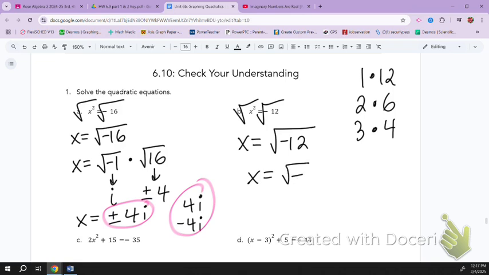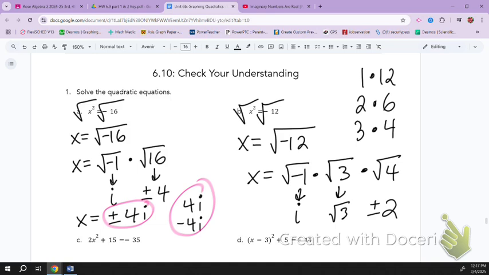I'm going to break the negative away from it. The square root of 3 times the square root of 4. And each of these things is going to break down. This turns into an i. The square root of 3 is irrational, so I'm going to leave it as the square root of 3. The square root of 4 is 2, or negative 2. So in the end, we get plus or minus 2 times the square root of 3, i. And I'm going to leave the square root of 3, or else it just becomes a decimal mess. It's an irrational number.